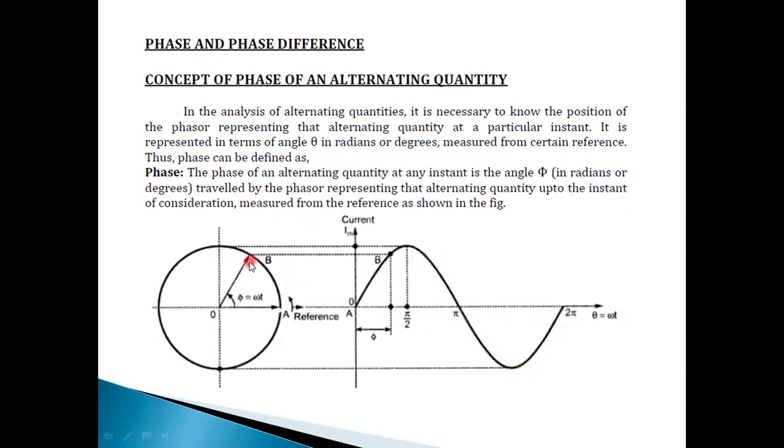When I project this point B onto the x-axis, there is a projection. This change in angle is nothing but phi, and that is nothing but phase. Yes, just observe this. The phase of an alternating quantity at any instant is the angle. That angle is represented in terms of phi. The unit for this is radians or degrees.